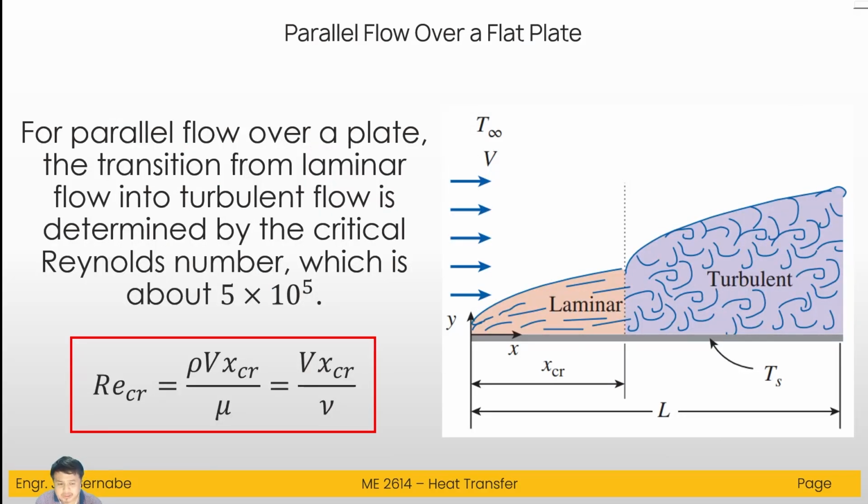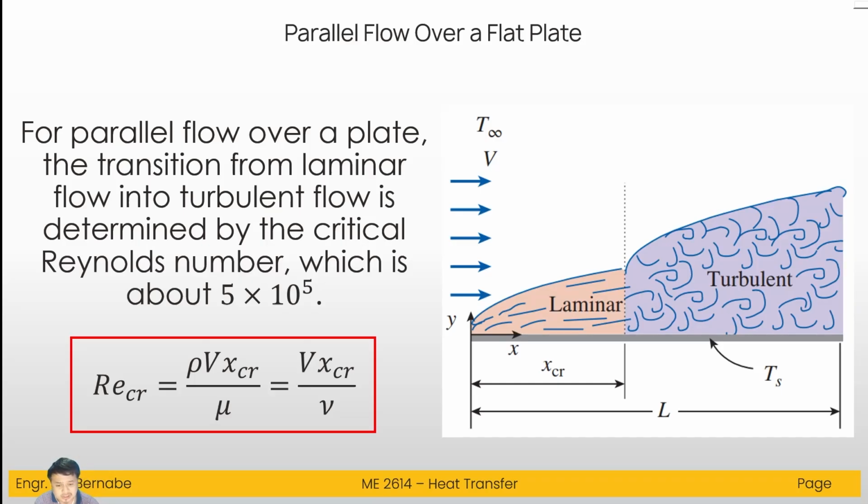Okay, so in external forced convection, and even in internal forced convection, it will be important to know whether the flow regime is laminar or turbulent. The way to describe whether the flow is laminar or turbulent is the Reynolds number. If the Reynolds number is within this limit, then the flow should be fully laminar.